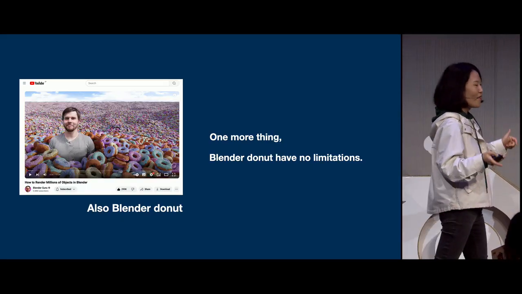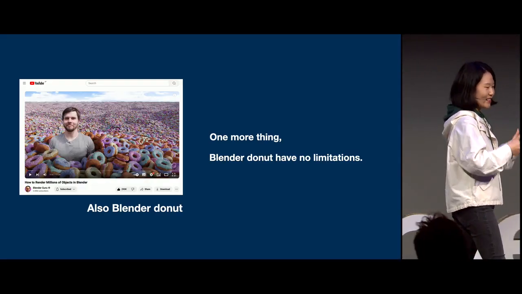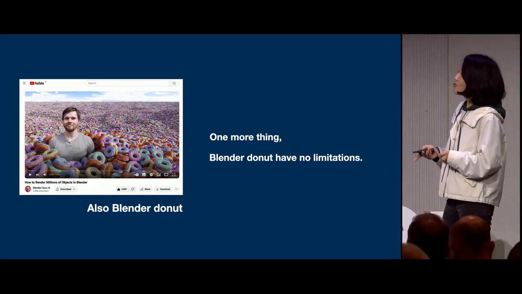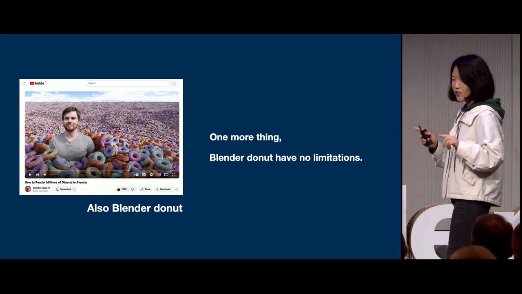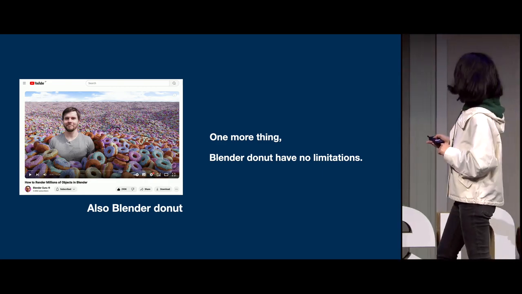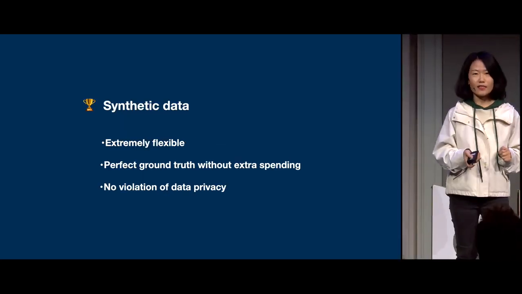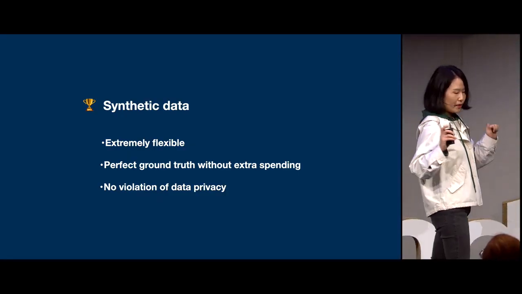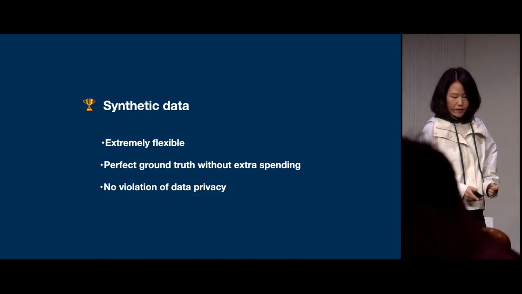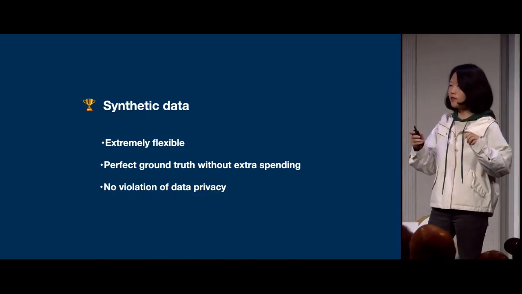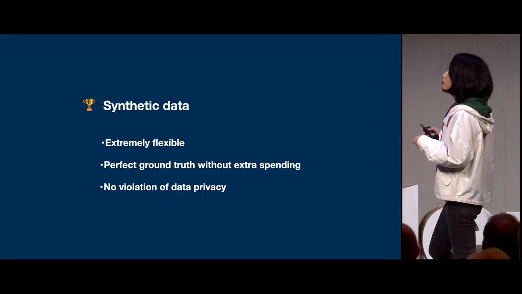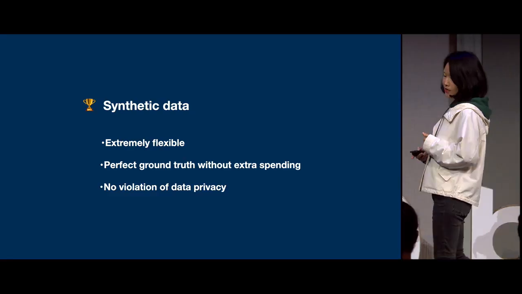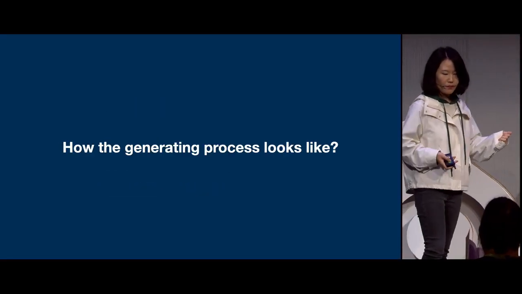And one more thing, the Blender donut didn't have any limitations. We can place thousands or millions of donuts in a scene, which is impossible in the real world. And this turns out to be a great advantage of synthetic data generation. Synthetic data is extremely flexible because it doesn't have this real-world limitation, and we can get the perfect ground truth without extra spending. And there will be no violation of data privacy. So this is the reason why we use synthetic data for our AI training.